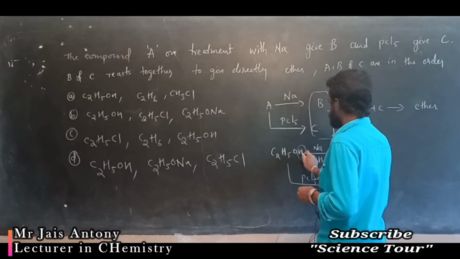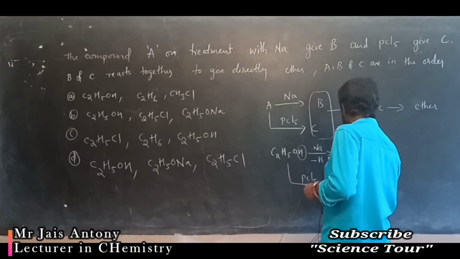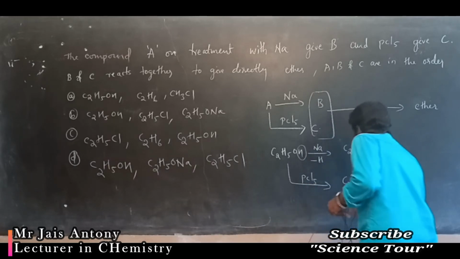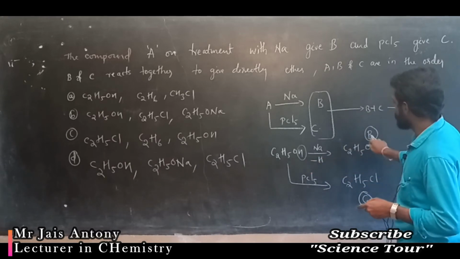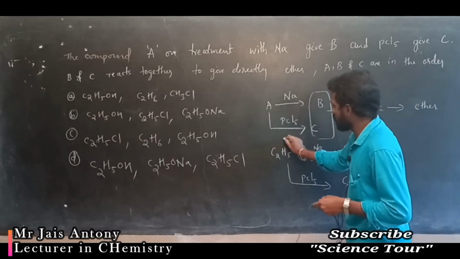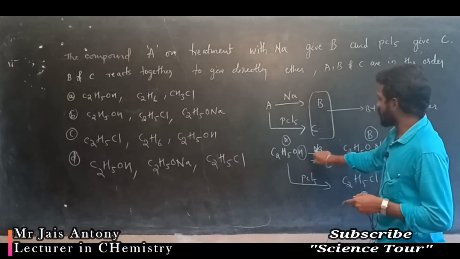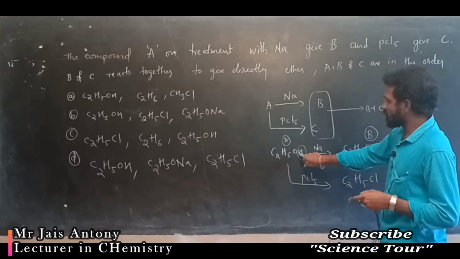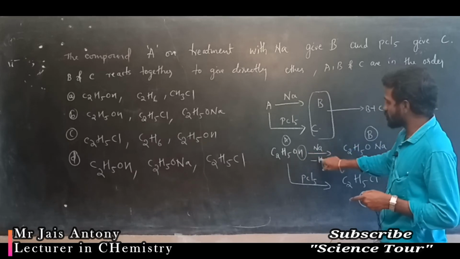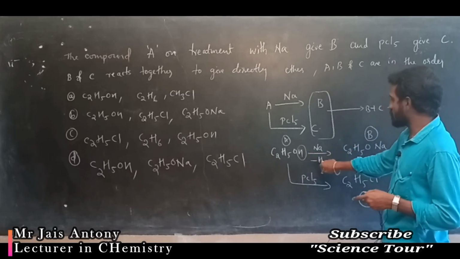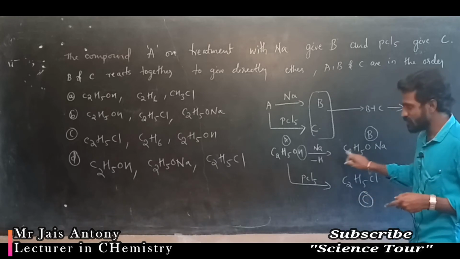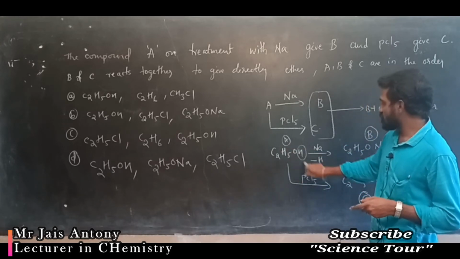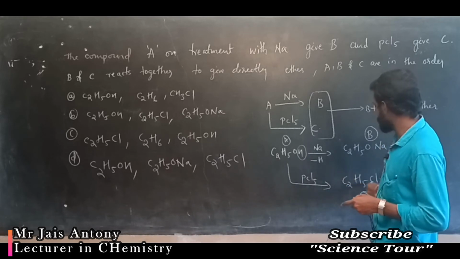Okay. This H will be replaced by Cl and it gives ethyl chloride. This is nothing but C. A, B, C. This is A. Okay, A reacts with the sodium, gives B. B means sodium reacts with the ethanol, H will be removed, nascent hydrogen will be removed and it becomes sodium ethoxide. The same A will react with the PCl5. That H will be replaced by Cl and it gives ethyl chloride.